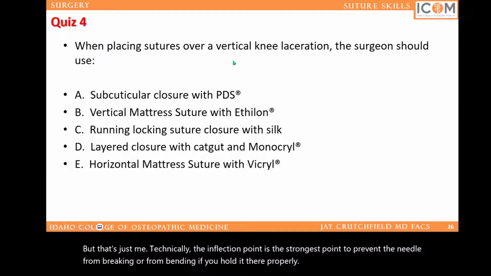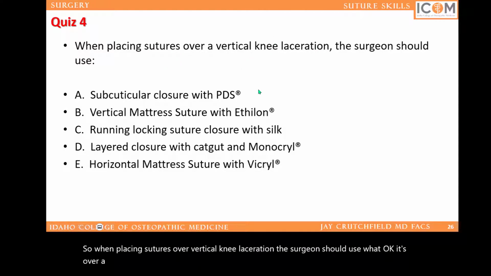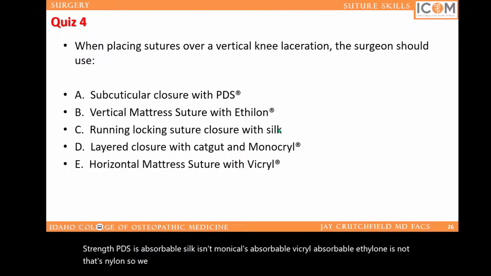So when placing sutures over a vertical knee laceration, the surgeon should use what? Okay, it's over a joint, so we need strength. Strength. PDS is absorbable. Silk isn't. Monocryl is absorbable. Vicryl is absorbable. Ethylon is not. That's nylon. So we've got either nylon or silk. Would you use a running locking suture?